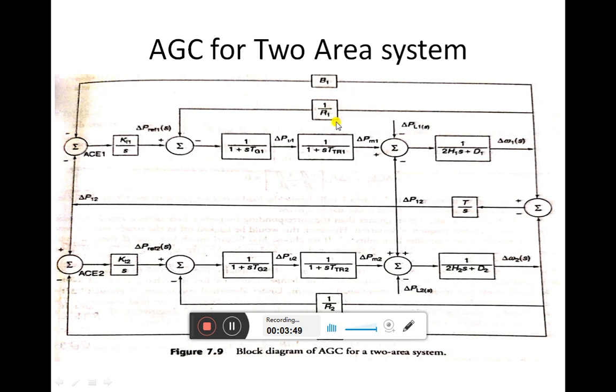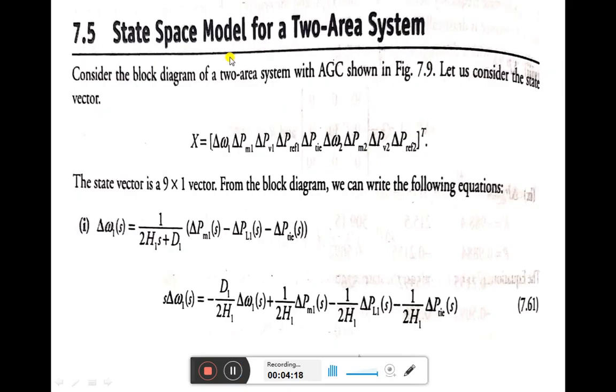And this 4 plus 4, 8, plus one more parameter we will consider for state space modeling, that is nothing but the change in the tie line power flow, which is indicated here as delta P12, or it can also be indicated as delta P tie. So these are the total 9 parameters we are going to consider in the state space model of the two area system. So here we go for the state space model for the two area system.